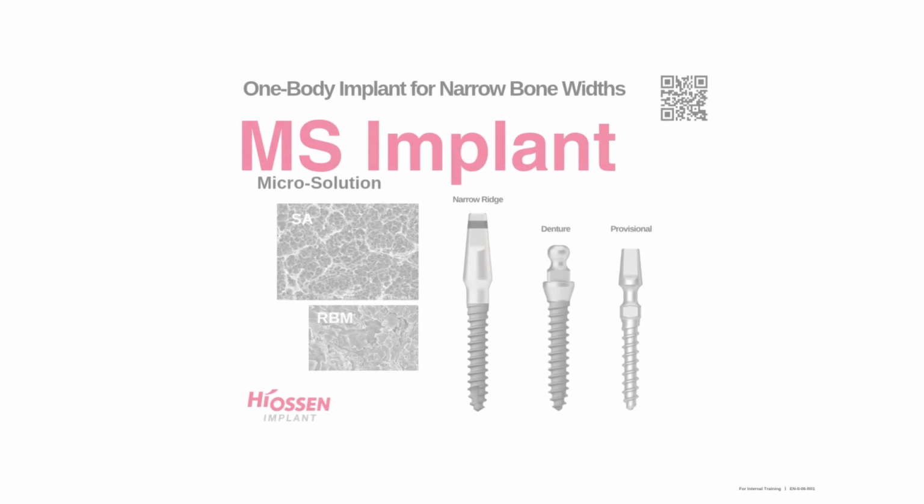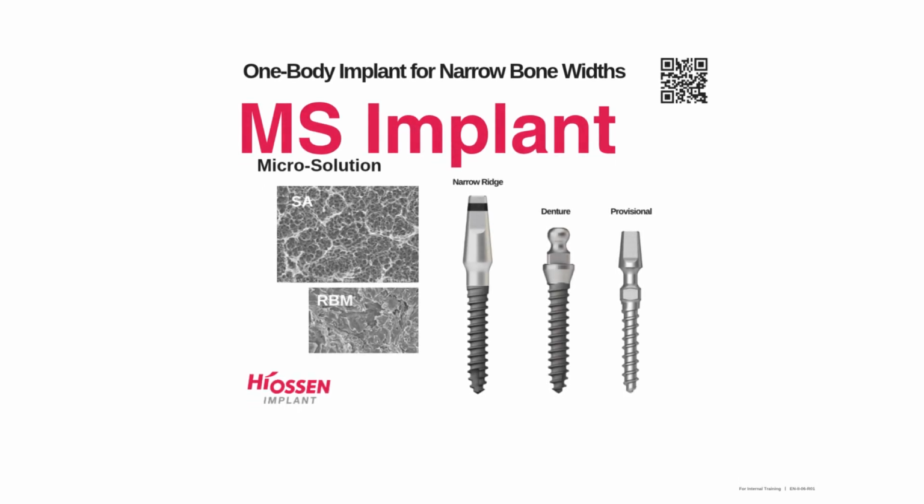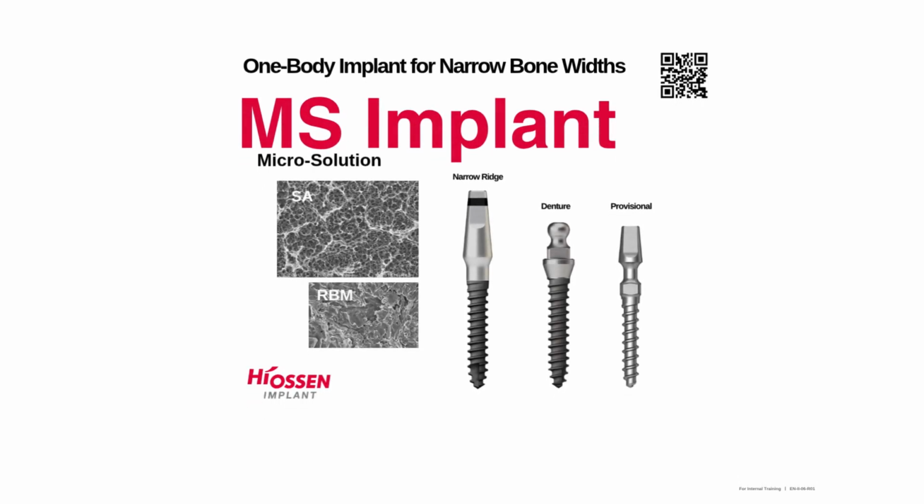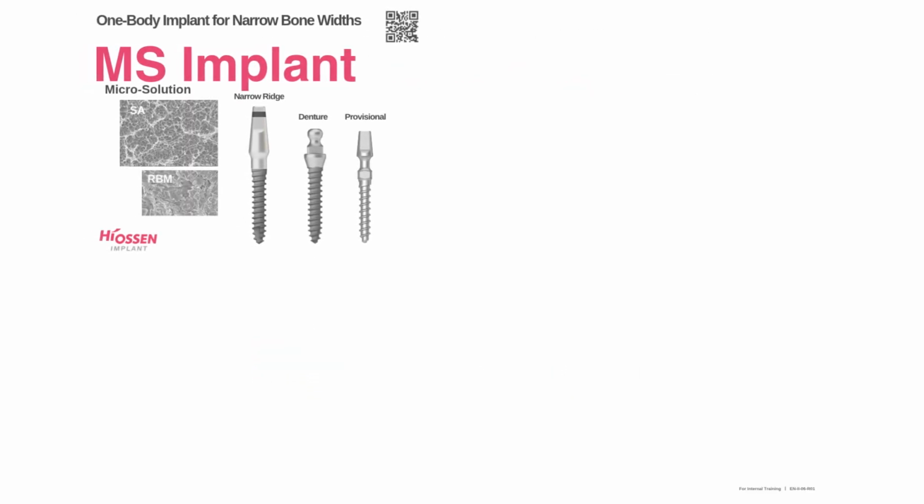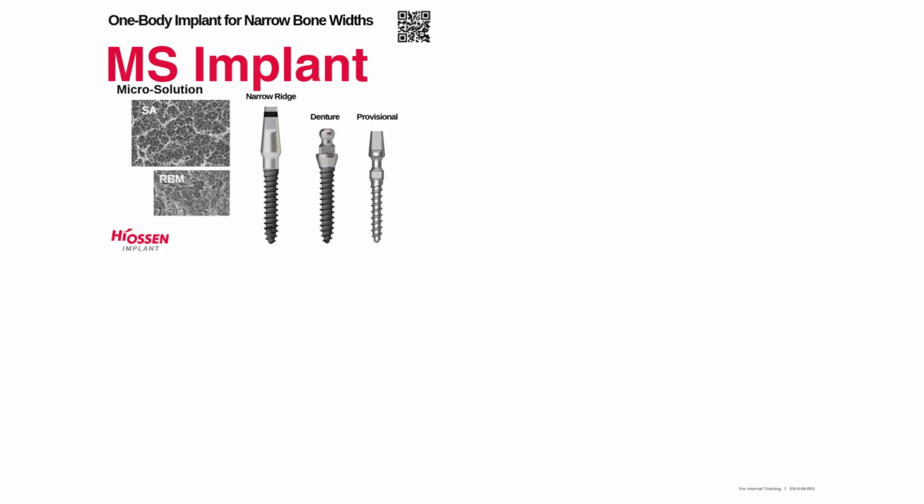Hi everyone, today I will introduce the MS implant, a one-body implant designed for narrow bone widths. For reference, MS stands for micro-solution. The surface lineup consists of SAW and RBM types, and the implant features an integrated structure in which the abutment and implant body are combined into a single unit. The lineup includes specifications such as the narrow ridge type for use in most narrow bone width cases, the denture type for overdentures, and the provisional type for fabrication of temporary prostheses.